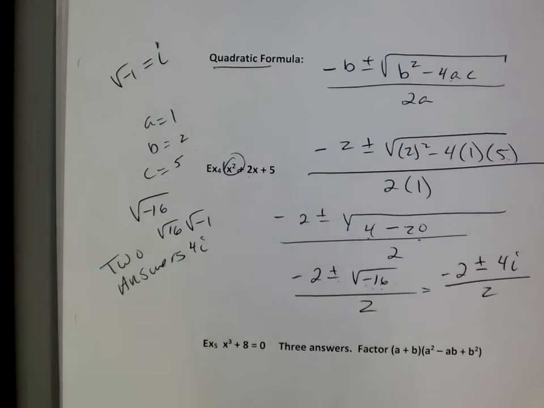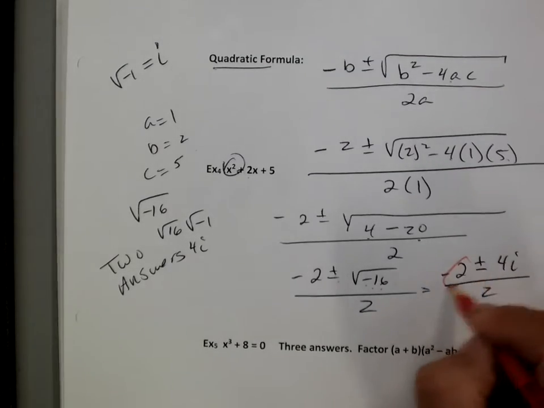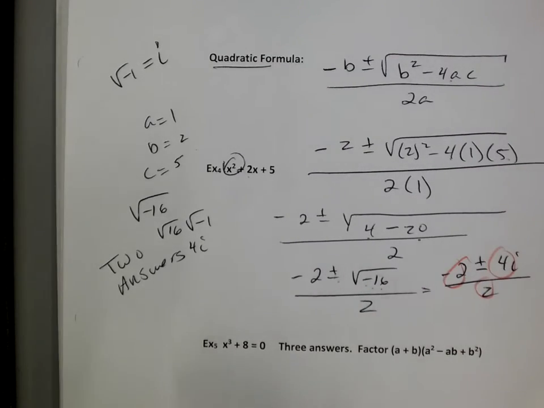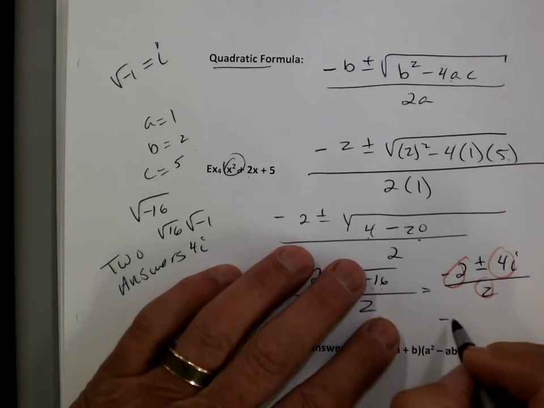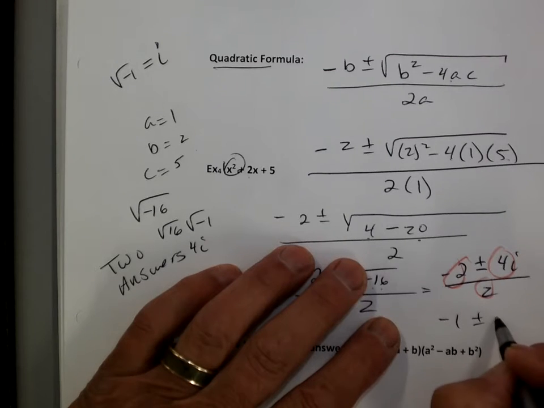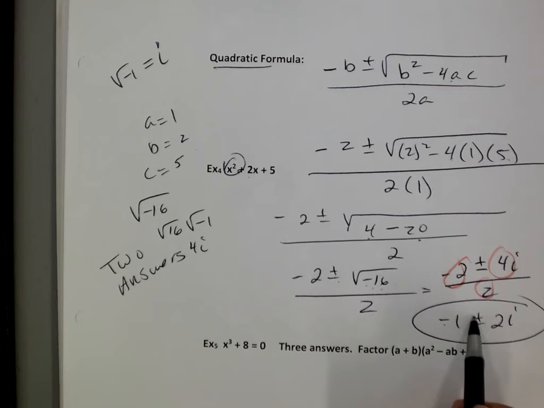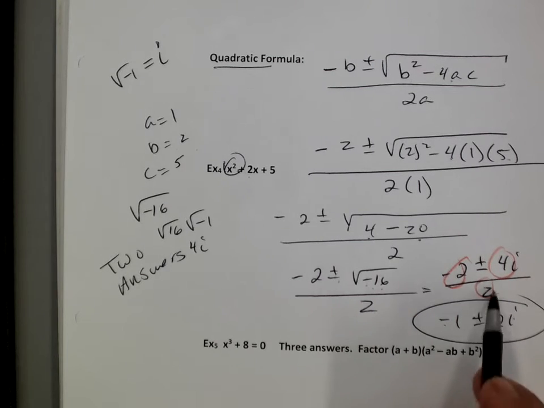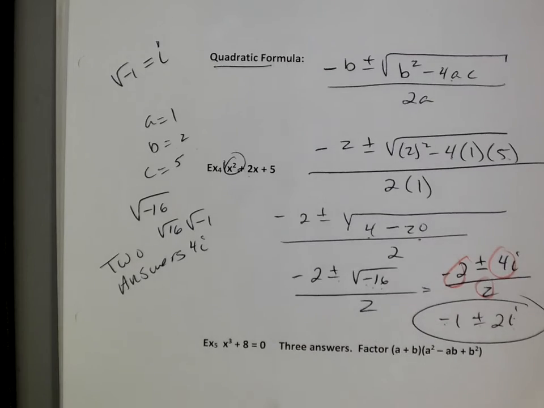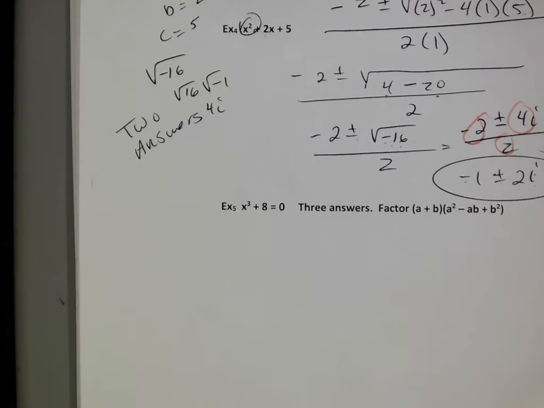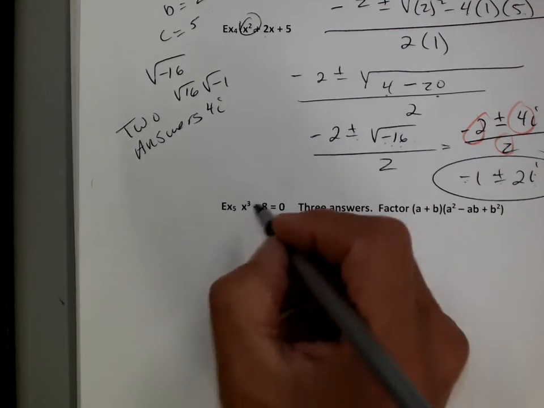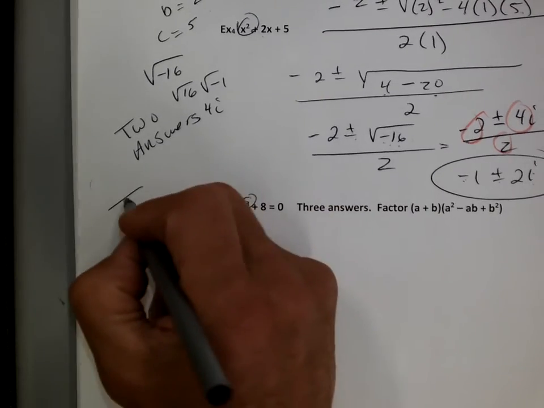And then finally, I'm just going to reduce that to negative 1 plus or minus 2i. And there are two answers there. There really are: negative 1 plus 2i, and negative 1 minus 2i. Okay, there's my two answers. Now, example 5. So there are 3 answers.